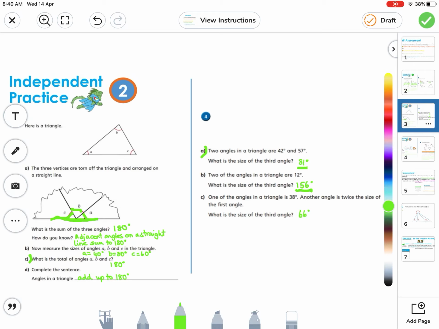Question C, one of the angles in the triangle is 38. Another angle is twice the size of the first. Therefore, we have 38 doubled. And the third angle would be, of course, 66 degrees to total 180.